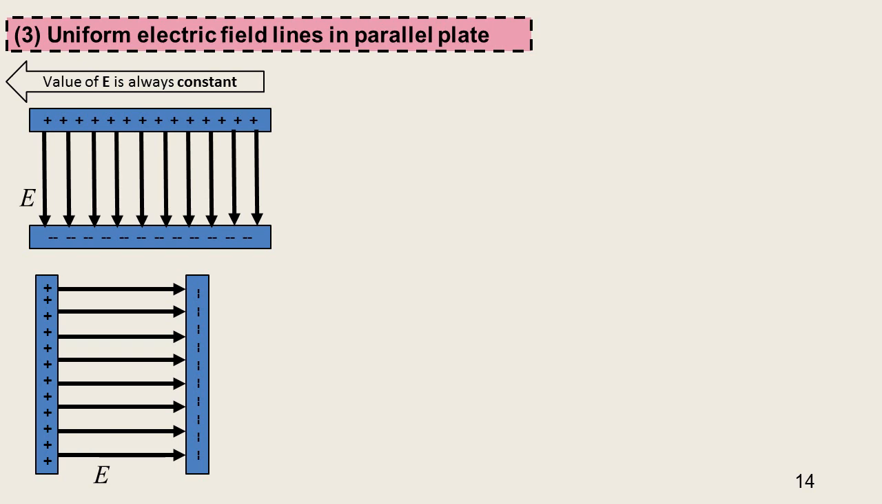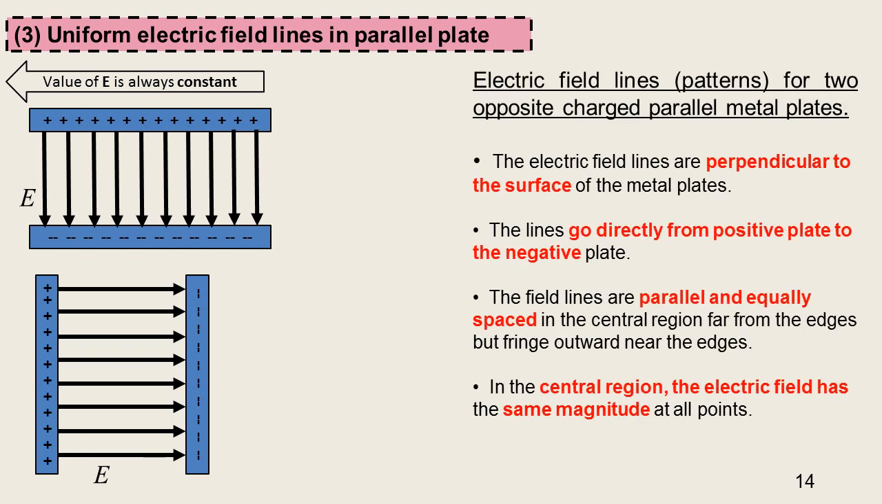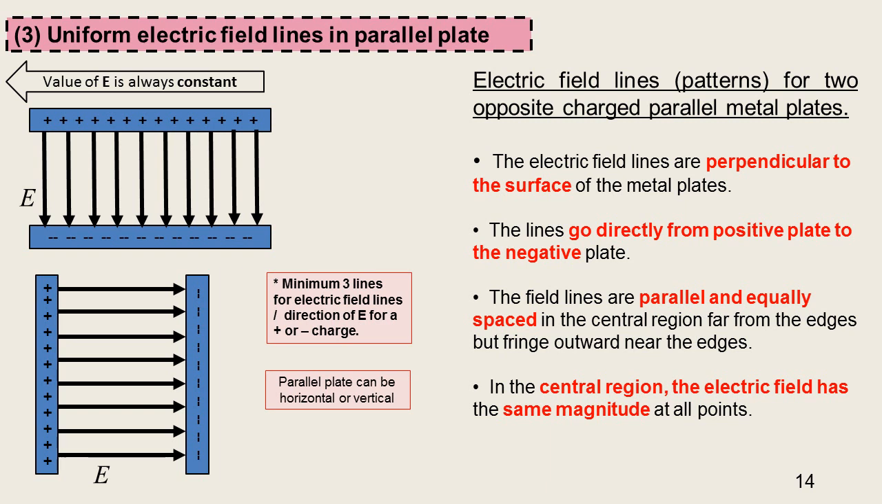Uniform electric field lines in parallel plates. So these are parallel plates. Electric field line pattern for two oppositely charged parallel plates: the electric field lines are perpendicular to the surface of the metal plates. The lines go directly from the positive plate to the negative plate.